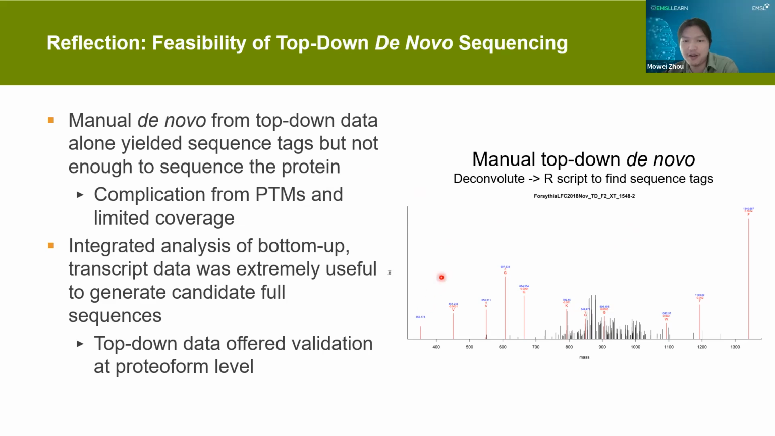You can deconvolute your spectrum or even not deconvolute it. It's easier if you discharge them. And then you can find those sequence tags very easily. And this is not the first time people are doing this. I know quite a lot of people, even in the audience, have done that before. And you can find those sequence tags to sequence part of the protein.